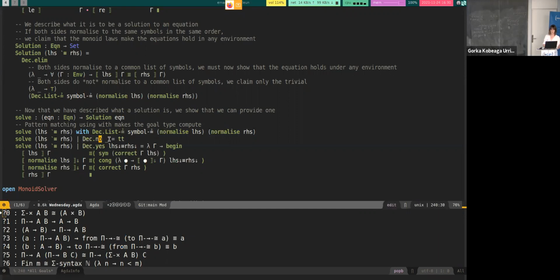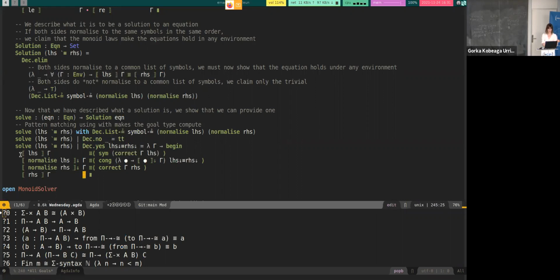For the case where they don't, the type that I must satisfy is top, so I can just say TT. Now for the case that they do, the type I have to satisfy is a proof that they evaluate to the same thing under any context. I am given as an argument a proof that they normalize to the same thing, and I have to construct a proof that they evaluate to the same thing.